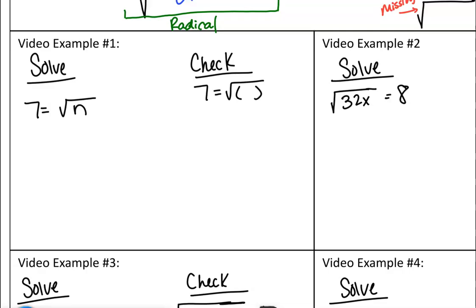The opposite of a square root. So the reason I know it's a square root is because that index number is missing. So we know that that's a 2. So that's a square root. So the inverse operation of a square root is squaring.